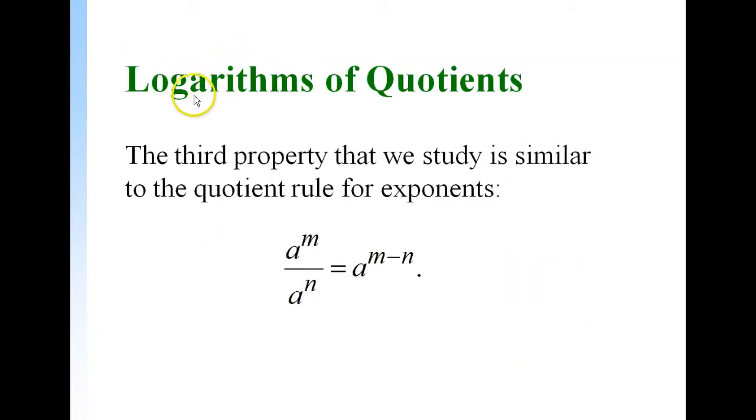All right, continuing, logarithms of quotients now. The third property that we study is similar to the quotient rule of exponents. So a to the m divided by a to the n, the exponent, when it crosses this division bar, changes its sign and becomes a negative. That is, we're going to subtract exponents.